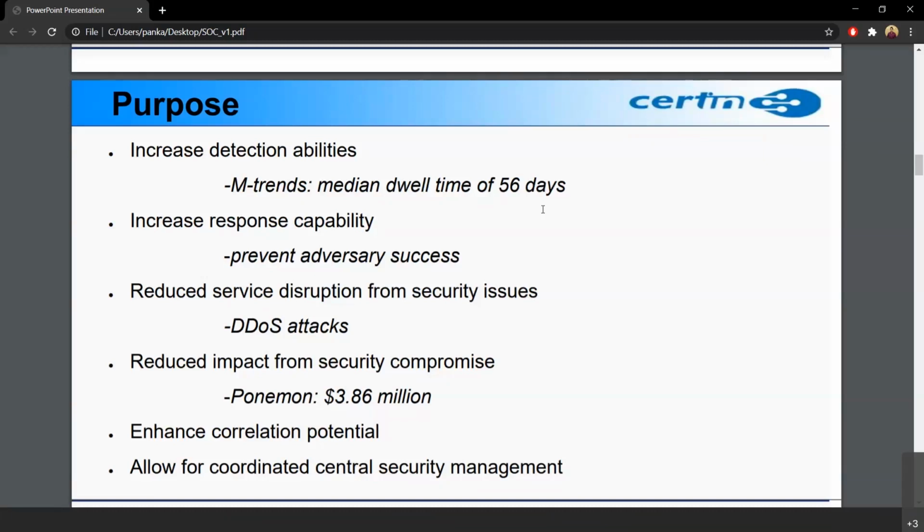Okay, the second purpose is increasing the response capability.